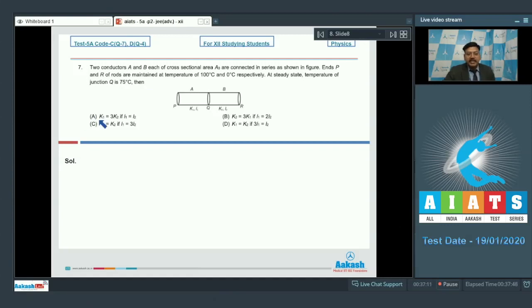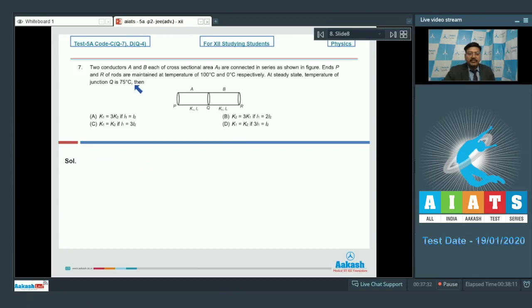Then option A says K1 is equal to 3K2 if L1 is equal to L2. Option B says K2 is equal to 3K1 if L1 equals 2L2. Option C says K1 equals K2 if L1 equals 3L2. And option D says K1 equals K2 if 3L1 equals L2.